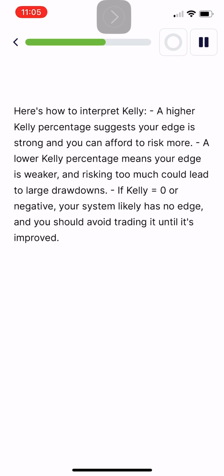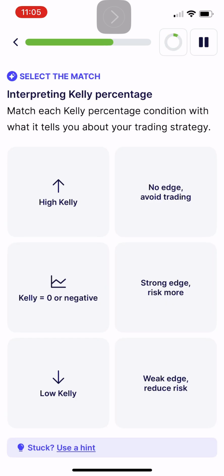Here's how to interpret Kelly. A higher Kelly percentage suggests your edge is strong and you can afford to risk more. A lower Kelly percentage means your edge is weaker and risking too much could lead to large drawdowns. If Kelly is 0 or negative, your system likely has no edge and you should avoid trading it until it's improved.